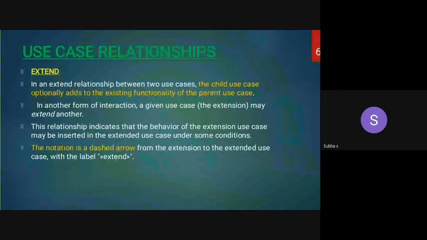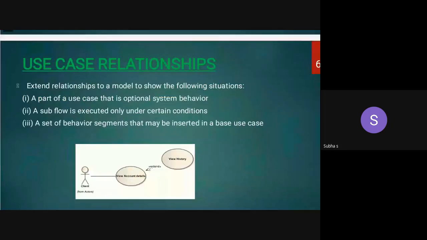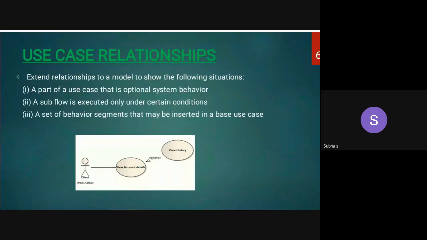So how do you represent it in the diagram? Here are the following points to show the situation. Once again, explain the use case relationships: include, extend, aggregation, composition. I told you before starting the use case relationships that they will especially ask you to explain about the use case relationships. So I explained all the points in a clear, beautiful manner. Please go through it.